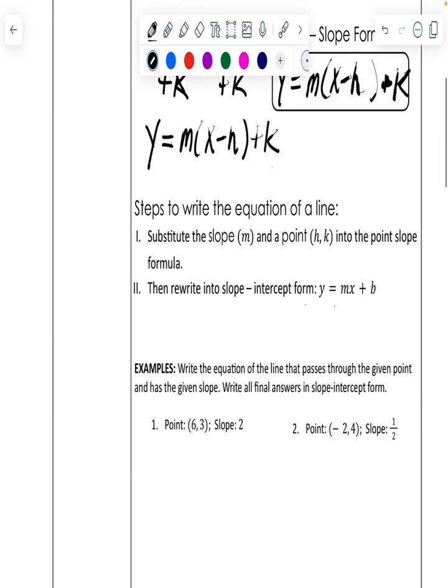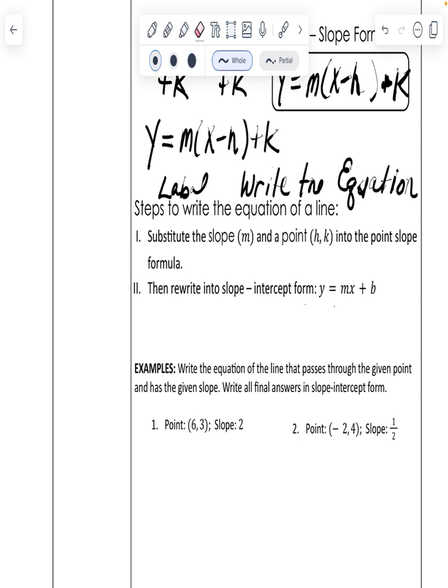All right, wonderful. So here are the steps. Write these down in your notes. Make sure you have all this. If you're moving slower, pause the video and you can write it down and then you can start again. Before you ever start the equation of the line, I want you to label and write the formula.